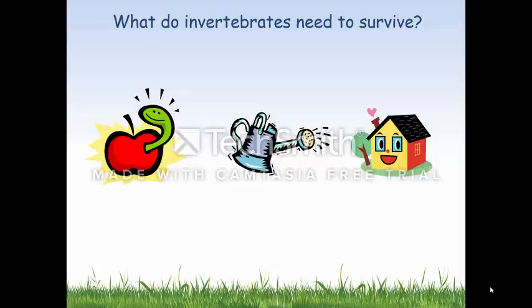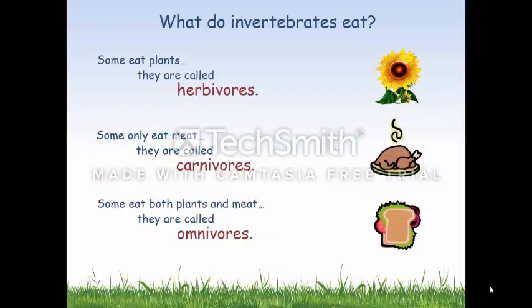So what do invertebrates need to survive? Well, basically, the same as us: food, water, and shelter. So food, what do they actually eat? Well, here's a plant, and the invertebrate that eats a plant would be a herbivore. A snail is a herbivore. If the invertebrate is a meat eater, it's a carnivore. And a centipede is a carnivore. He will hunt down and kill other invertebrates as his food source. Some invertebrates can eat both plants and meat. They are omnivores, and an ant is an ideal example of an omnivore.